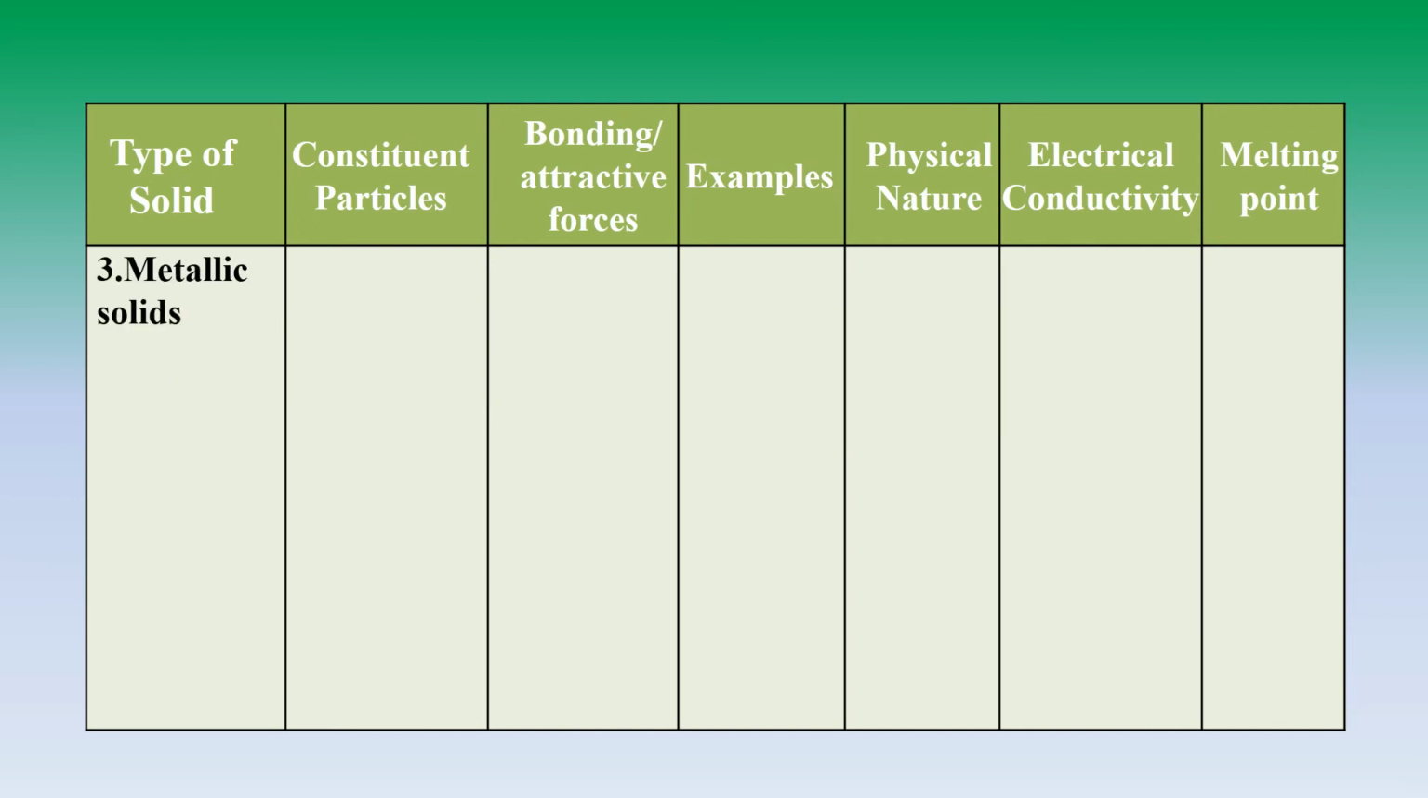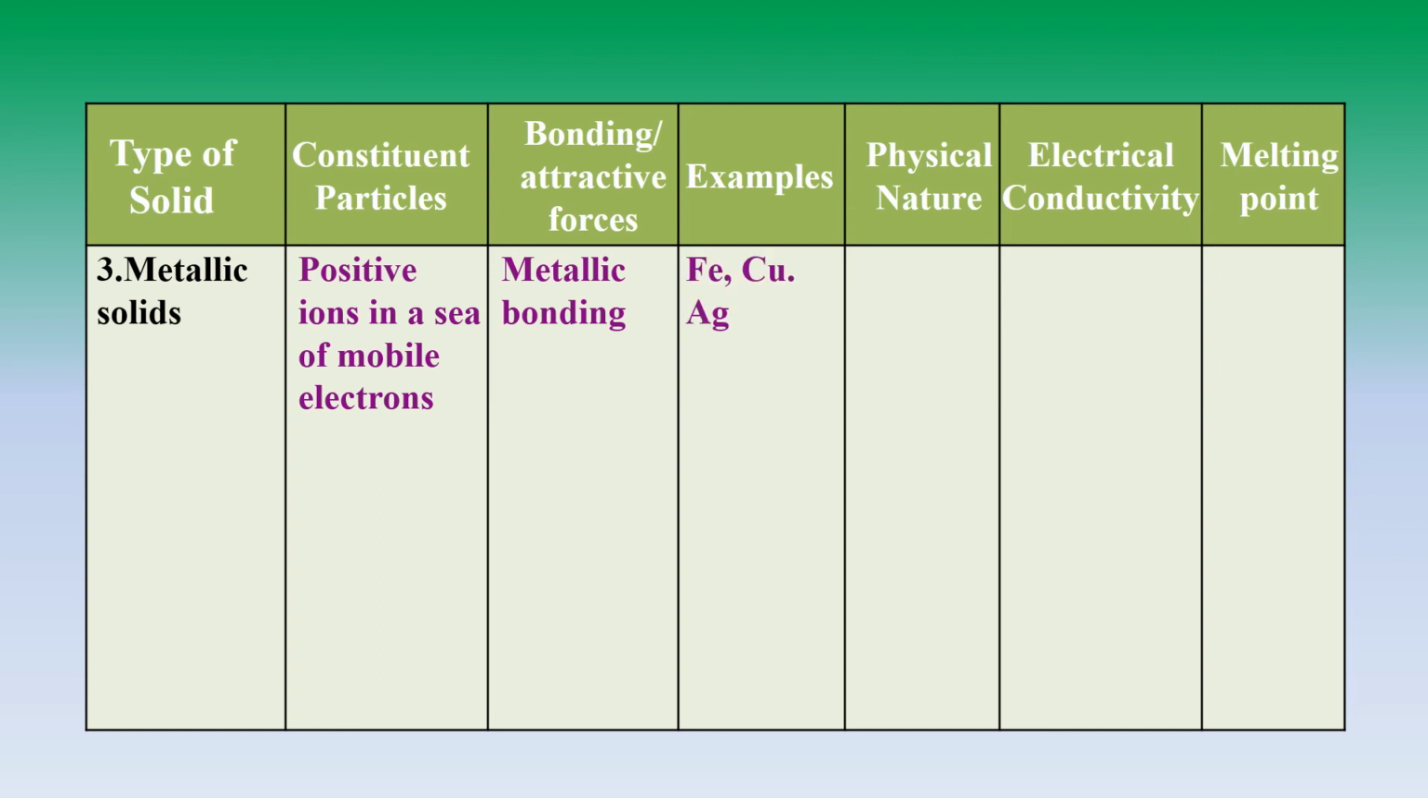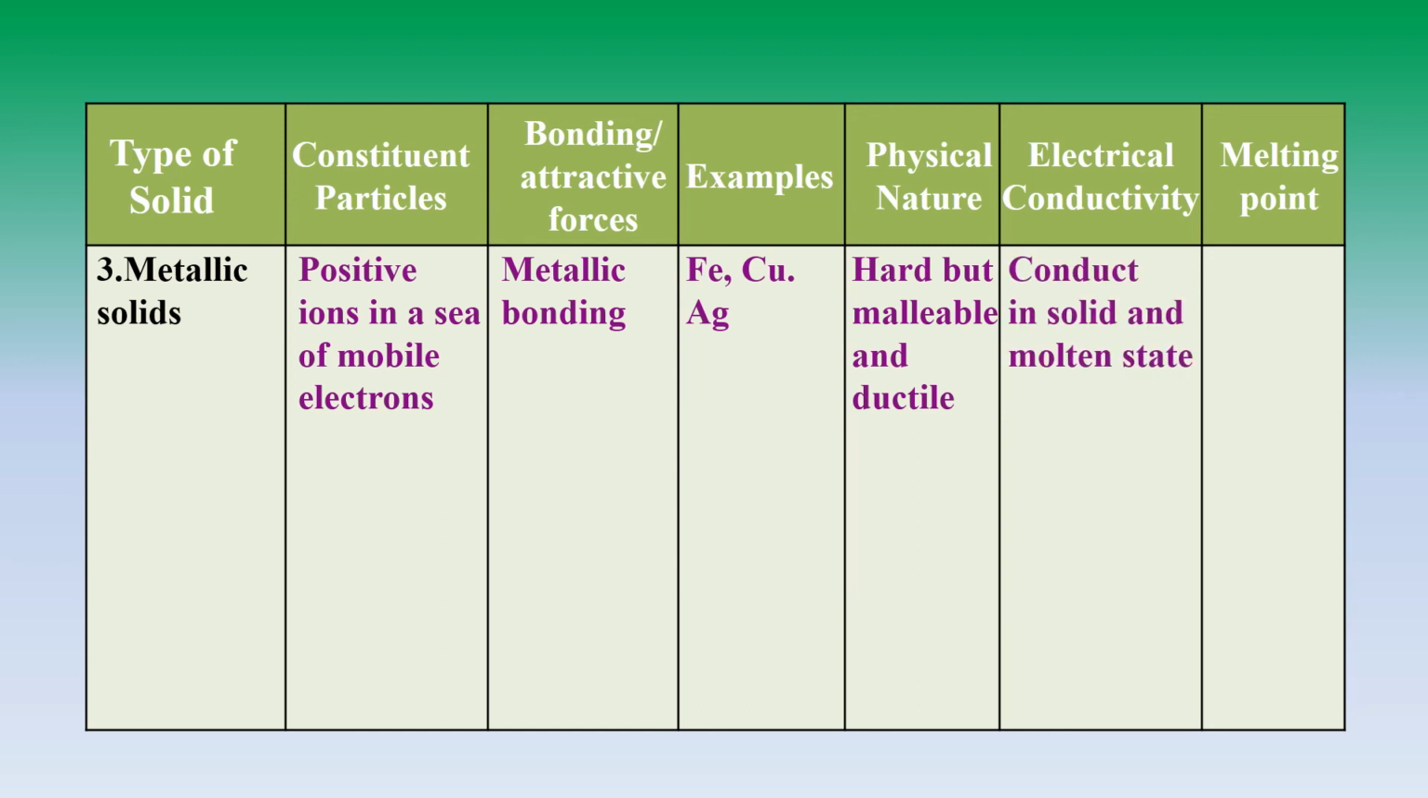Next one is metallic solids. Here the constituent particles are positive ions in a sea of mobile electrons, and positive ions are also called metal kernels. The attractive force is metallic bonding. For example, we can take any metals such as Fe, Cu, Ag. The physical nature is hard but malleable and ductile, which is a very unique character of metallic solids. Electrical conductivity: they conduct electricity in solid as well as in molten state. In both cases, they conduct electricity. The melting point is fairly high.